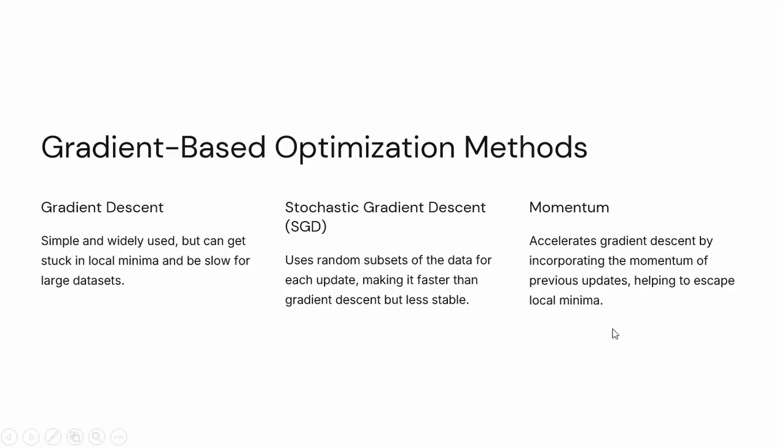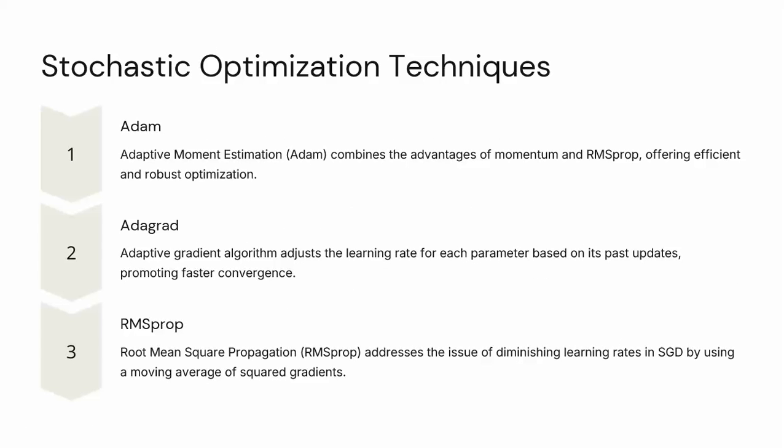And when we are considering stochastic optimization, we have three types of techniques. One is ADAM, the second is ADA grade, and the third is RMS prop. First, we discuss RMS prop. Here, it addresses the issue of diminishing learning rate by considering the average of squared gradients. The advantages of RMS prop we combine with momentum, and we implement a stochastic optimization technique called ADAM.